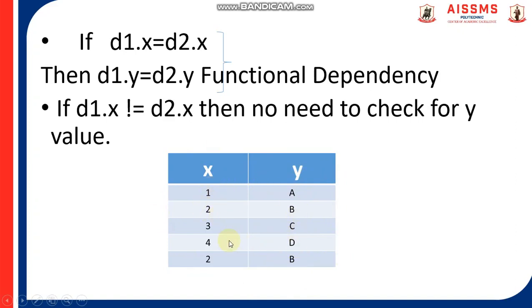But if the values of these two are different, suppose this is e, then in this case this is not a functional dependency, because if I call the value 2, which value will you tell me, b or e? This is the ambiguity part. So listen carefully: if x is similar, then the value of y must also be similar.